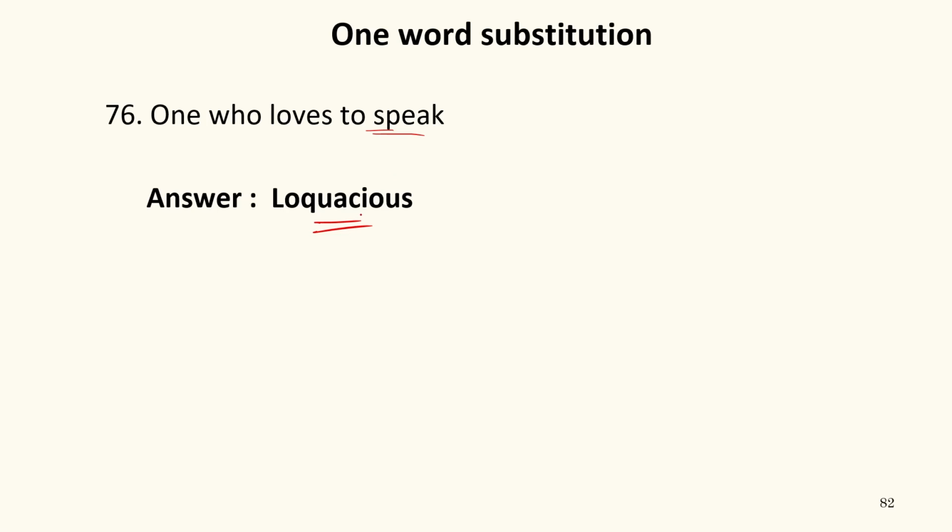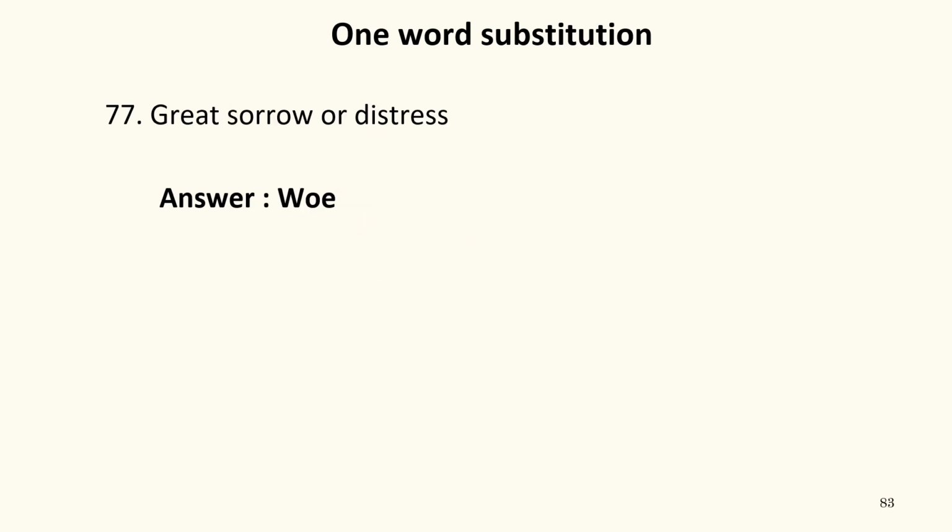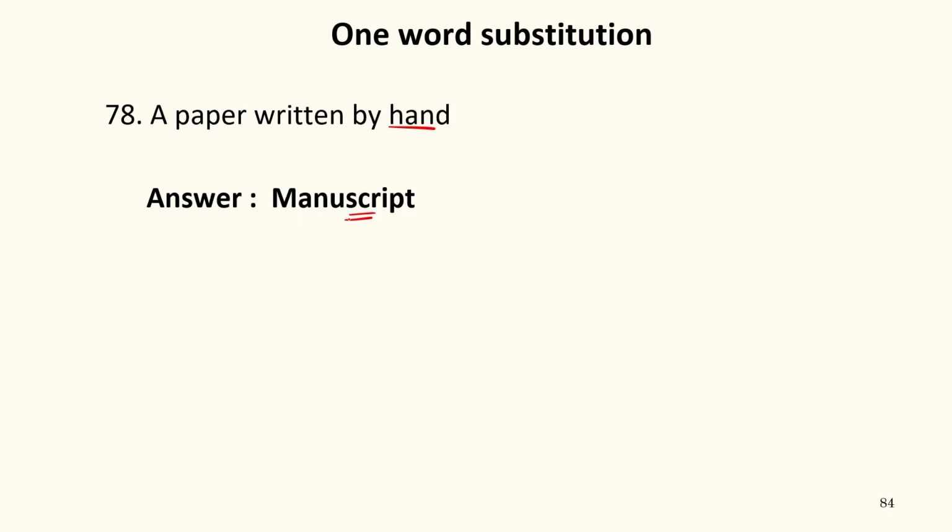So, a person who speaks a lot is loquacious, and one who talks while sleeping is called a somniloquist, which we have learned in the earlier session as well. Great sorrow or distress is called woe. Woe is actually the sadness, the distress that one faces. A paper written by hand is called a manuscript.